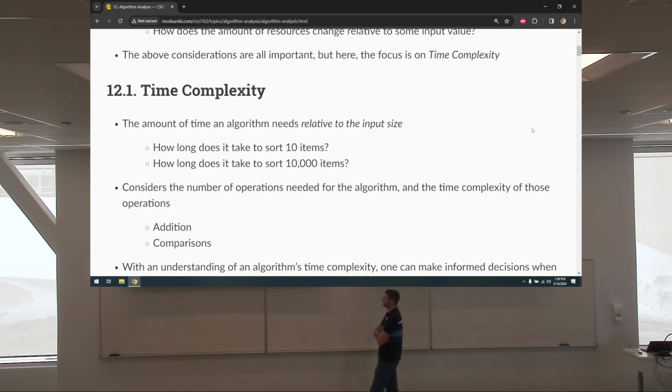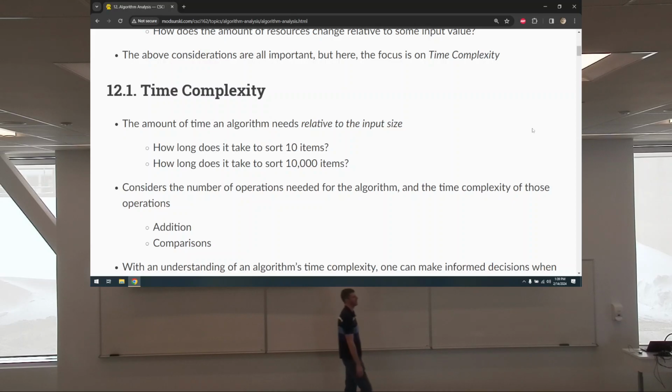And so consider the number of operations needed for the algorithm and the time complexity of those operations, like an addition or a comparison. We could have this discussion of time complexity at varying levels of abstraction, and we can go down and actually count the number of CPU cycles, how many floating point operations your CPU is doing for an addition or a comparison. But we don't care about that really.